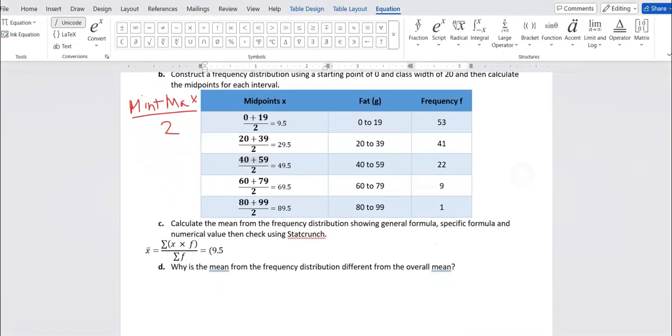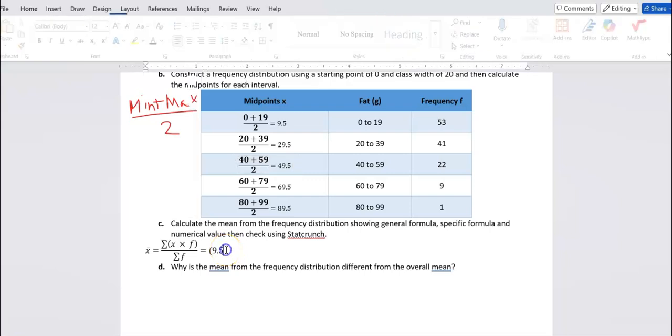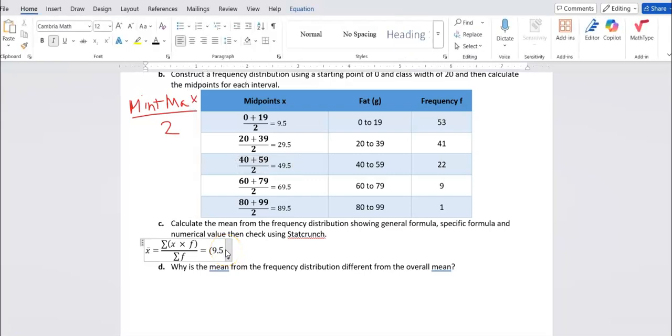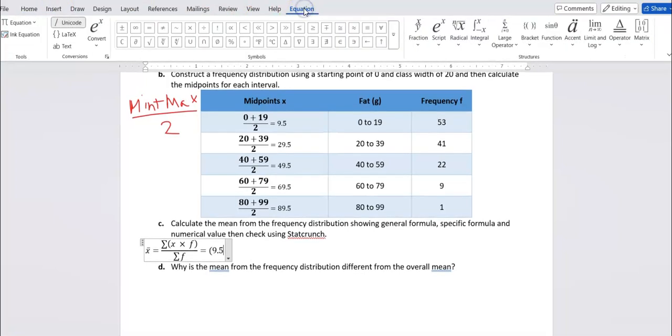Next question. We're going to have to calculate the mean from that same frequency table showing the general formula, which I've given you, the specific formula showing the substitution, and the numerical value. Then we're going to check our answer using StatCrunch. In our formula, it says we're going to take the sum of the x values, which are the midpoints, times the frequencies, then take that divided by the sum of the frequencies.